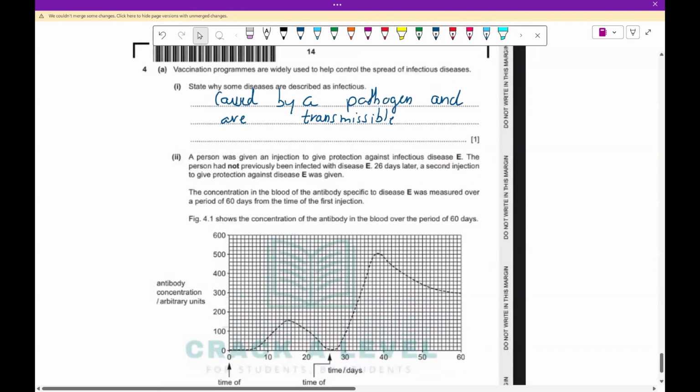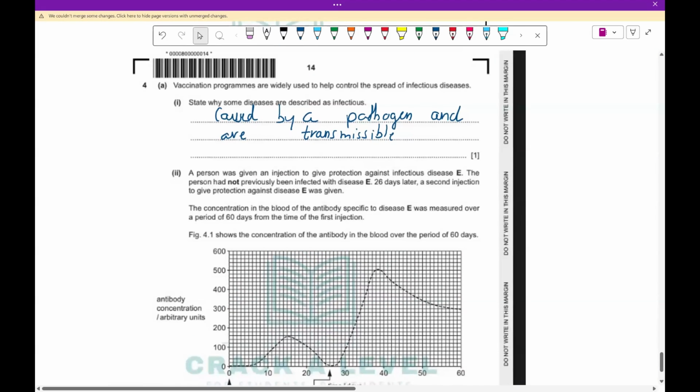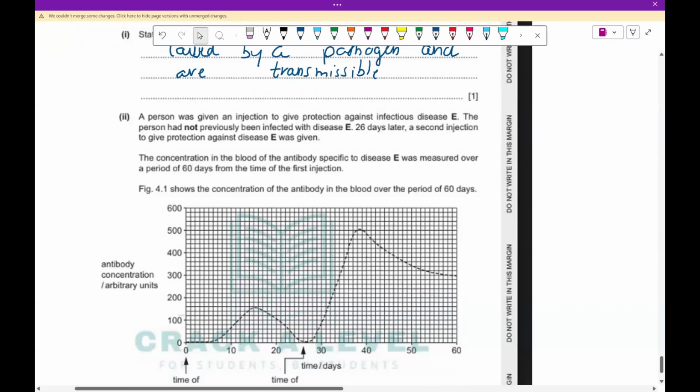A person was given an injection to give protection against infectious disease E. The person has not previously been infected with disease E. 26 days later a second injection to give protection against the disease was given. The concentration in the blood of the antibody specific to the disease was measured over a period of 60 days from the time of the first injection. Show the concentration of the antibody in the blood over the period of 60 days.